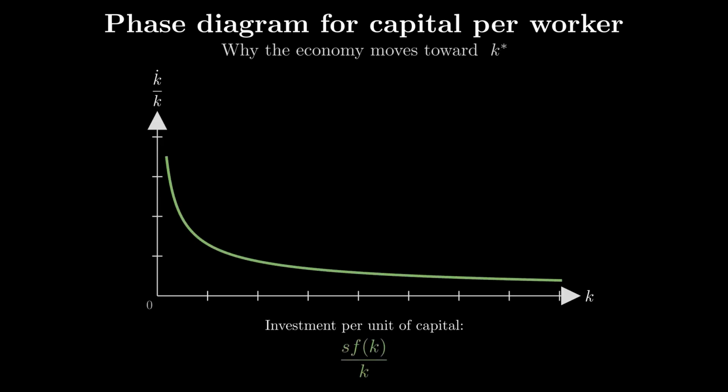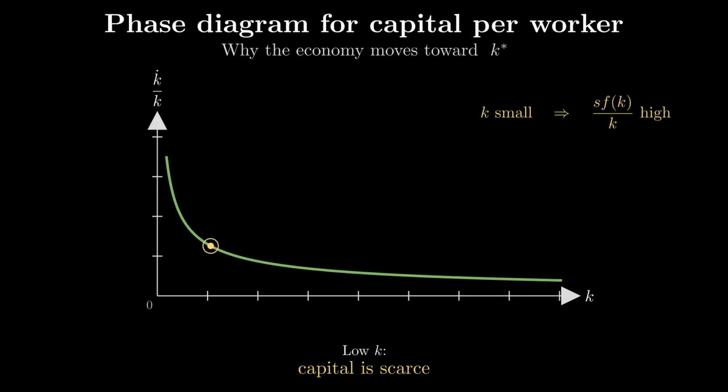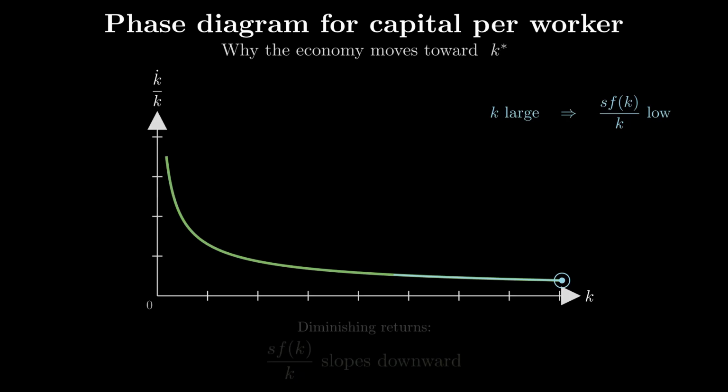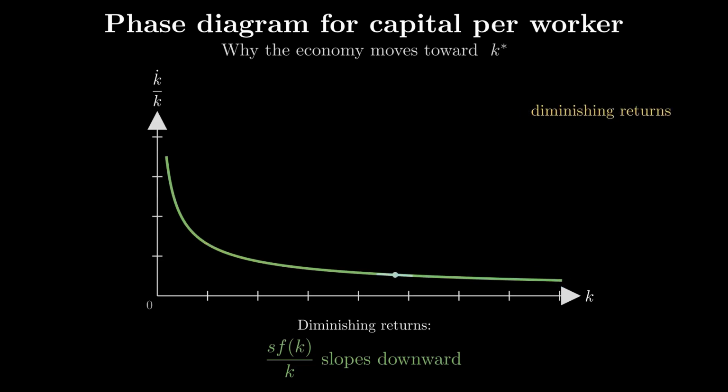The green curve is the investment per unit of capital. When k is very small, capital is scarce, so one more unit of capital is very productive. That is why the curve is high on the left. When k is very large, capital is already abundant, so each unit of capital earns less. That is why the curve slopes downward.